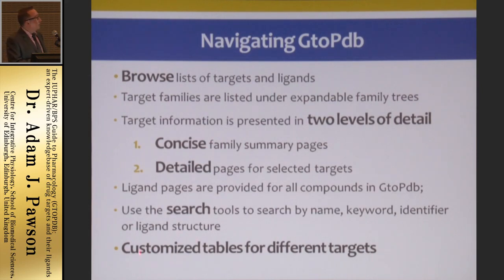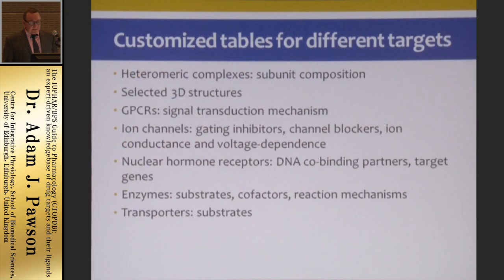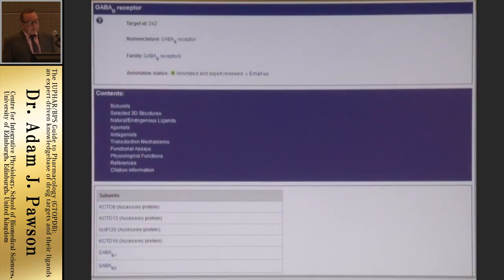For many of our targets, we also provide customized tables. And so these are just listed down here. I won't go through that list except to show you some of these. So, for example, for heteromeric receptor complexes, in this case the GABA-B receptor, we provide information on the different subunits that are associated with the GABA-B complex.